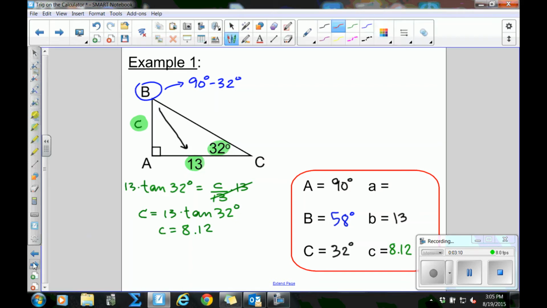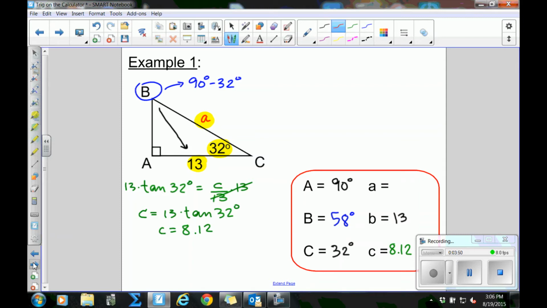Now we want to find side A. This is where I suggest you do not use Pythagorean theorem, because what if 8.12 was wrong? If that's wrong, then your next answer would be wrong. So what I want to do in order to find side A is go back to the given information and set up a trig ratio with the given information. That way, if any of my previous answers are wrong, I can still get this part correct. You want to try to avoid using your previous answers in case they're wrong.